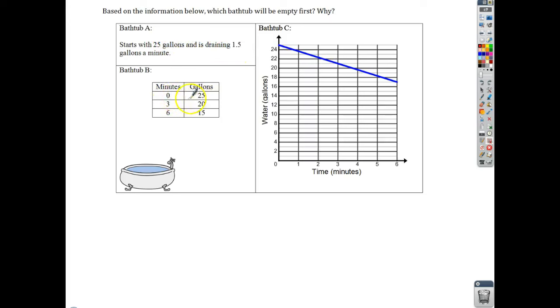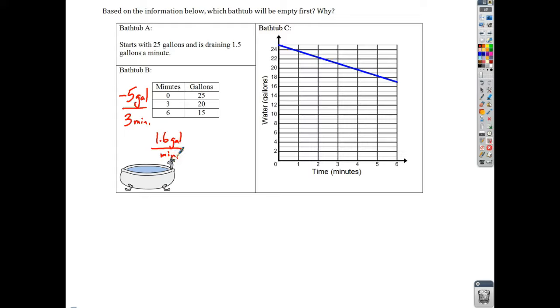Let's look at this one. This one also starts at 25, okay? And this one is draining at, let's see, it goes down 5, okay? It's losing 5 gallons in 3 minutes. So let's see, that's 1.6 gallons per minute. Okay, and it started at 25 also.